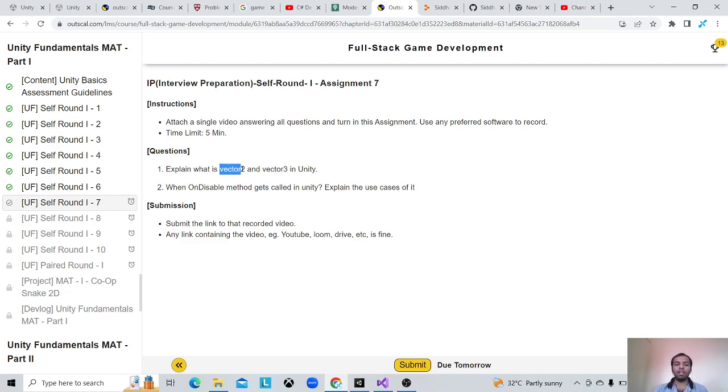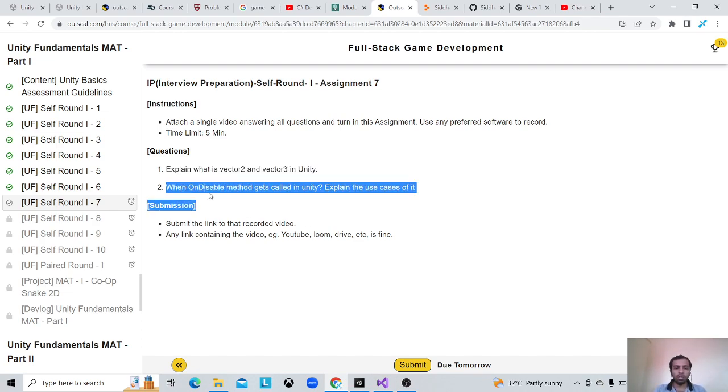In a Vector2 there would be only two axes, x axis and y axis, and in Vector3 there would be three axes, x axis, y axis and z axis. So that is the vector. It's a structure, a data type that is provided by Unity to store the magnitude and the value. Vector2 stores the two-dimensional magnitude and value, and Vector3 stores the three-dimensional magnitude and value.